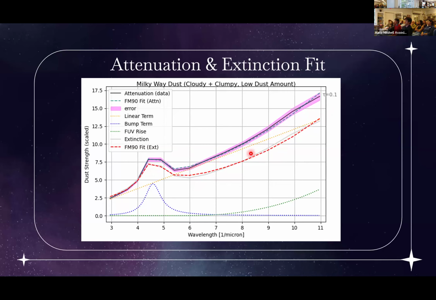So since FM90 was originally built for the Milky Way dust, we expected it to perform the best there. And in many cases it did. It fit everything to its best ability, and it did it quite good within the error terms. Now that we tested the fitting, we can see how attenuation curves vary with optical depths and different types of geometry.